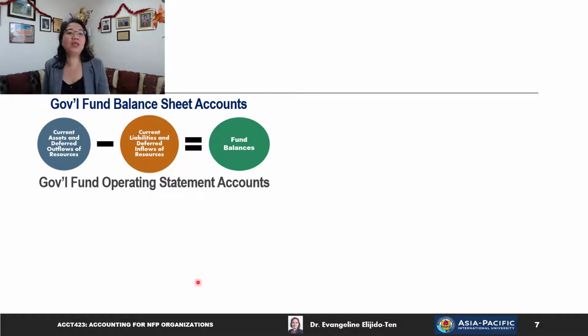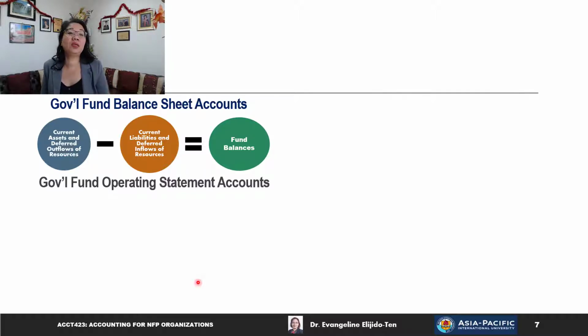How does a governmental fund balance sheet look like? Well, it looks just like any other balance sheet. We'll start with current assets and any deferred outflow of resources, minus current liabilities plus deferred inflows of resources, and it should equal fund balances. Or assets is equal to current liabilities plus the fund balance.